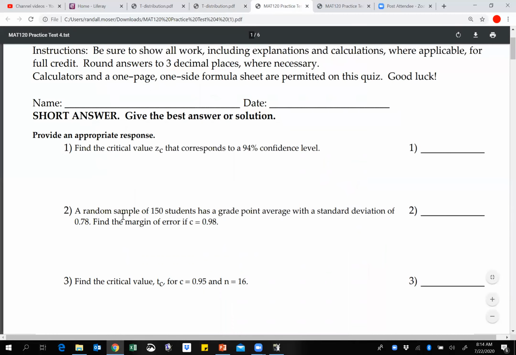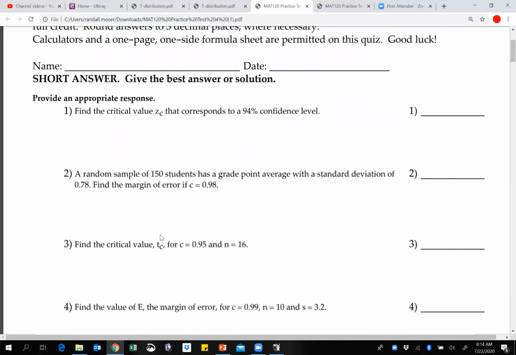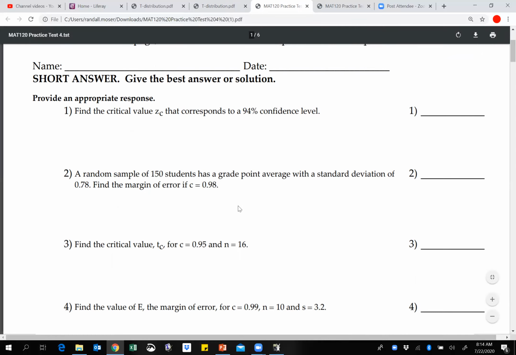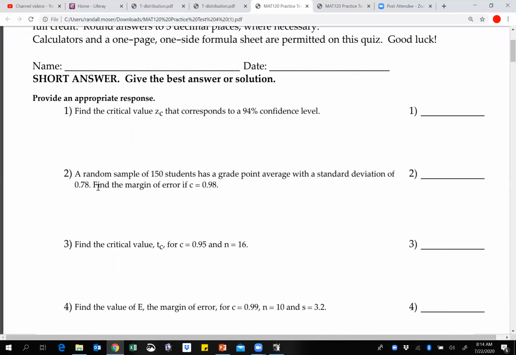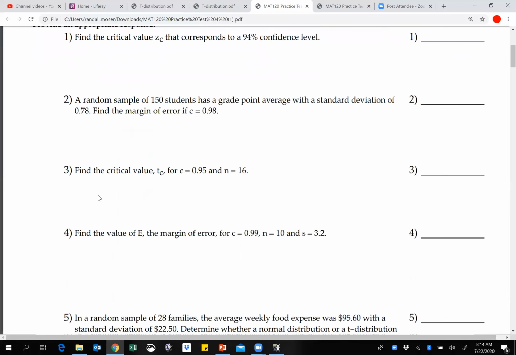Would anybody like to see example 2 worked through? Any questions on 2? No. Okay. Let's take a look at example 3 then.